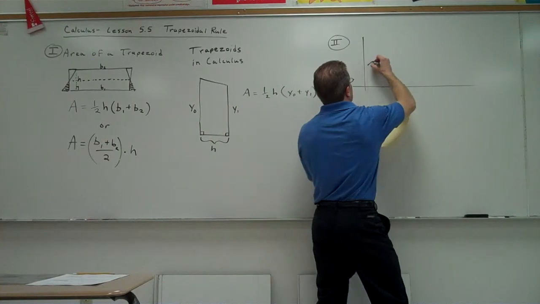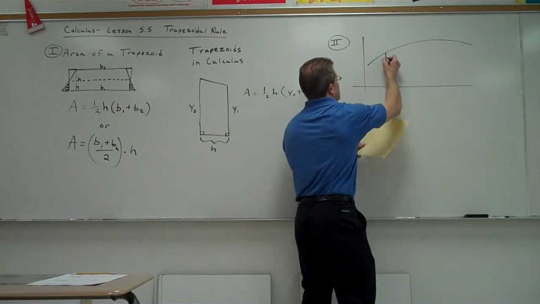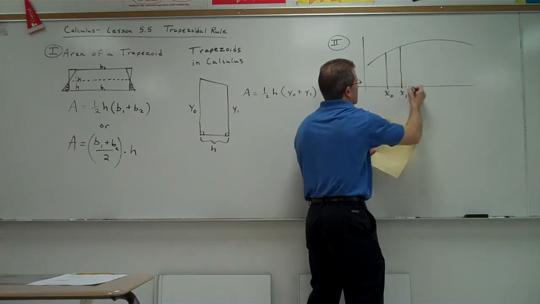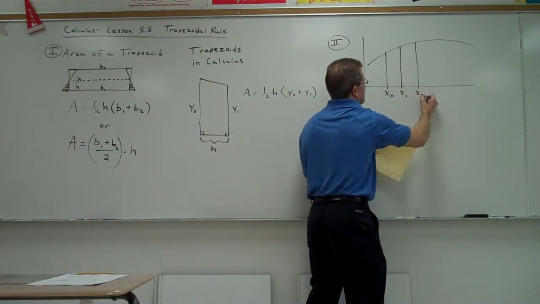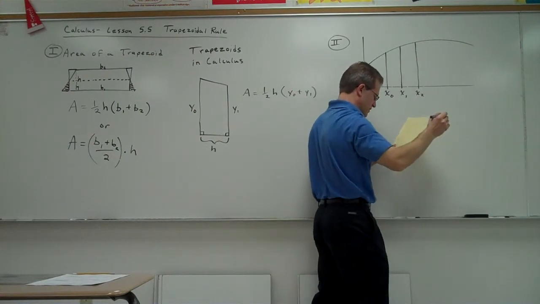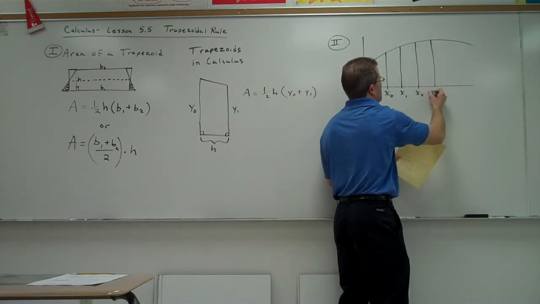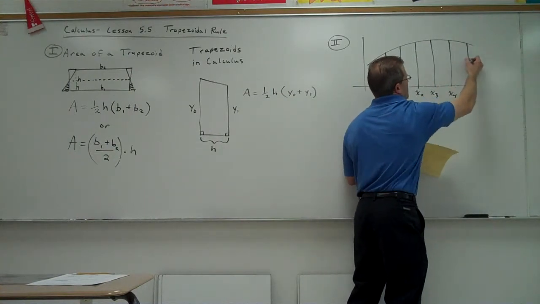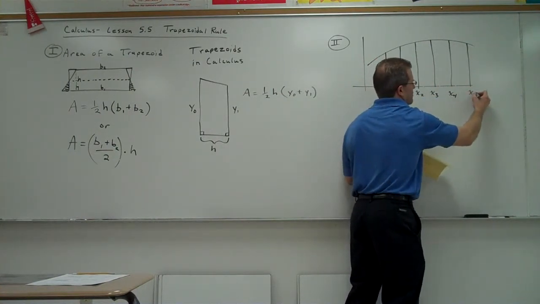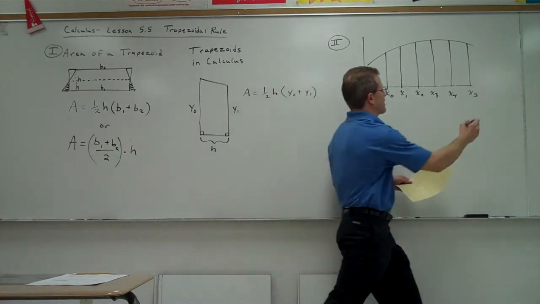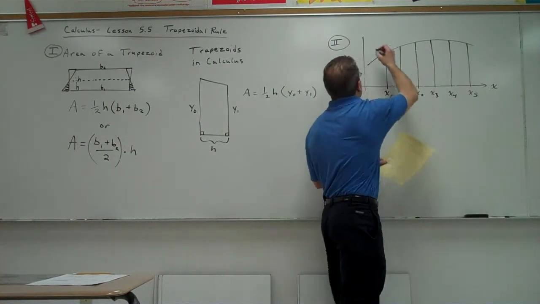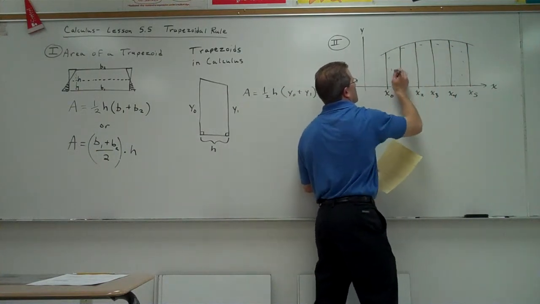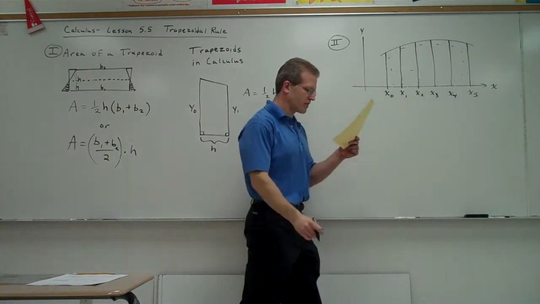So you have a curve, something like this. Let's say this is x sub 0, x sub 1, x sub 2, etc. We'll go up to x sub 5, so x sub 3, x sub 4. I'm trying to make these the same width, same height, in other words, because the height's running sideways. And this is my x-axis coming this direction, y-axis coming this direction. I'm trying to approximate this area under here, between x sub 0 and x sub 5.